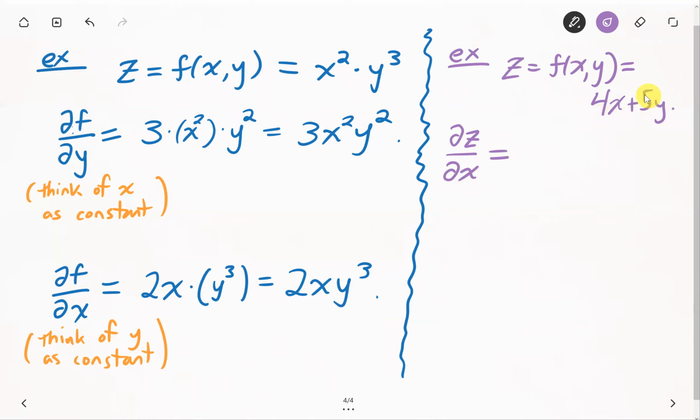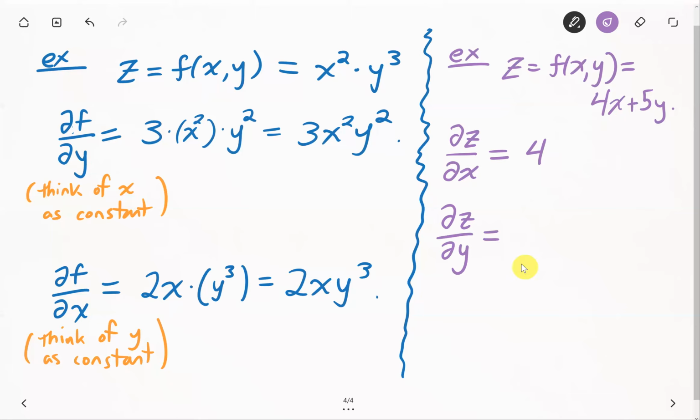So here, think of this expression as 4 times x plus a constant. The derivative of 4 times x is 4, plus, it might be tempting to say the derivative of 5y is 5, but if y is a constant, 5 times y is also a constant, and the derivative of a constant is 0. So that's actually it. That's the derivative. dz dx is equal to the constant 4. And of course, we're also going to calculate dz dy.